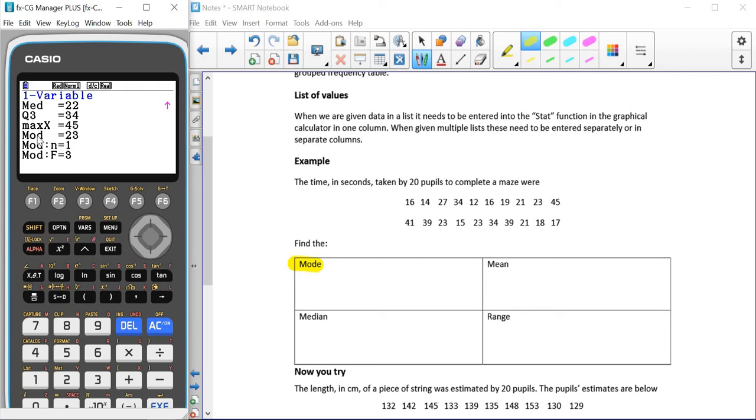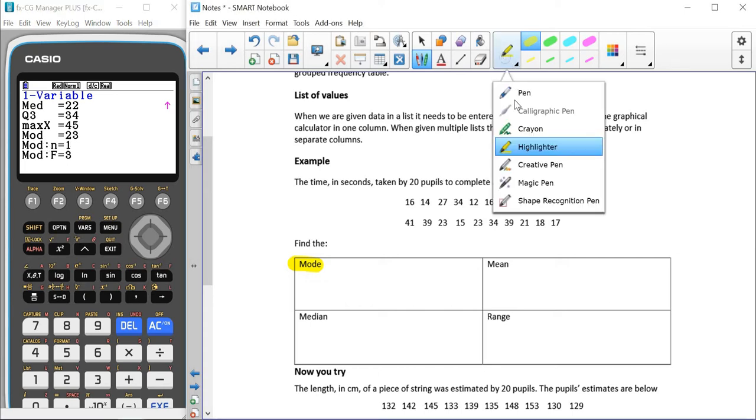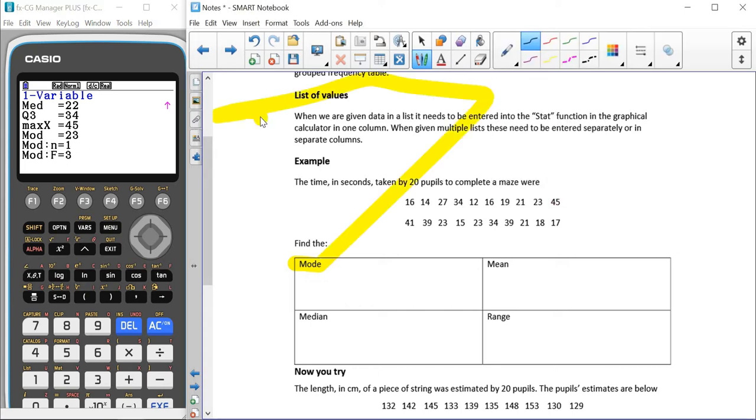Now you'll notice how I've gone a little bit past where it says mod, so it sees this mod N1, mod F3, and that's because sometimes you'll have more than one mode appear in the graphical calculator, and you need to make sure that if there is more than one, that you write them all down. So here, our mode is 23.